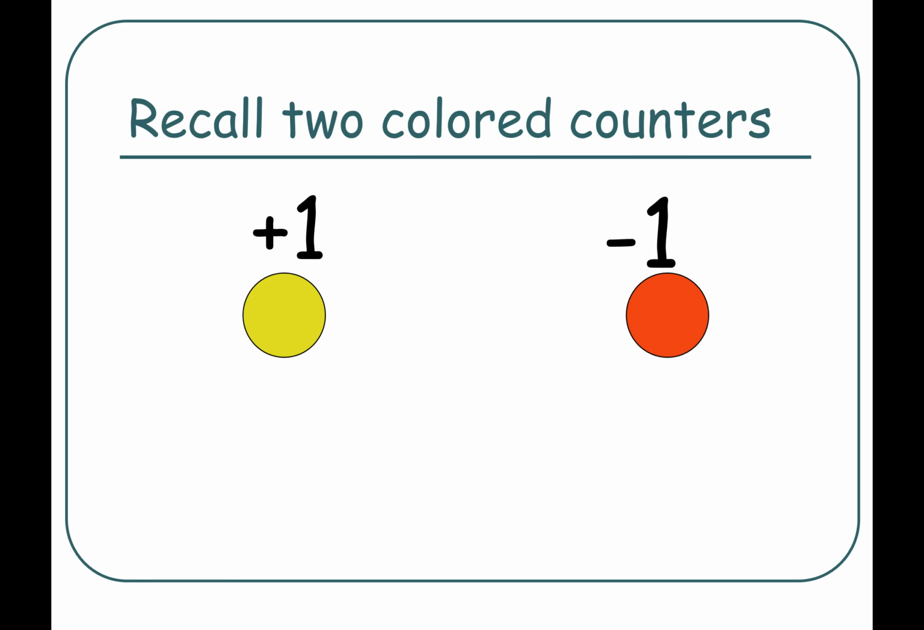Two-color counters, we used those back at the beginning of the year in our integers unit when we combined integers. And if you recall, the yellow circle was a plus one, so that's one unit, one positive unit. And then the red was negative one, or one red unit. They were two-color counters, yellow on one side, red on the other. And algebra tiles are the exact same way. They're square, but yellow on one side, red on the other.